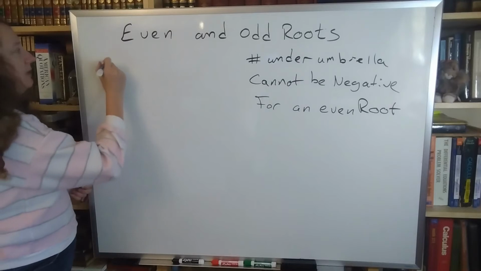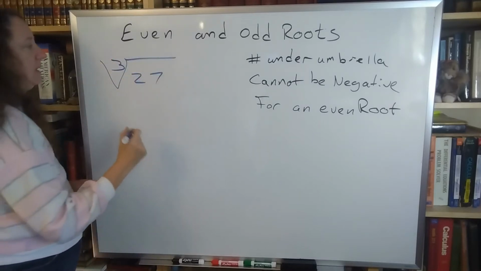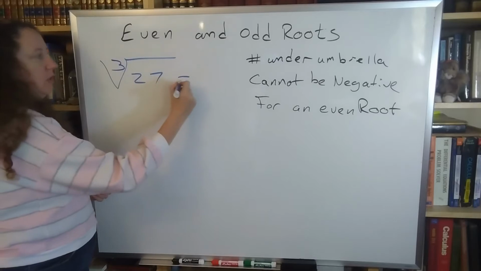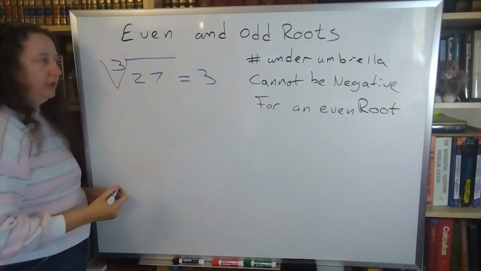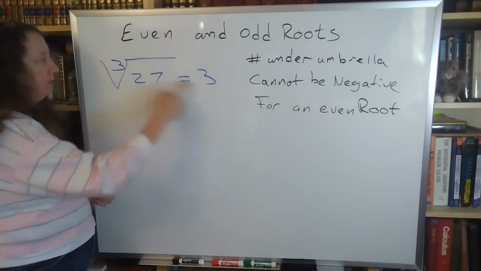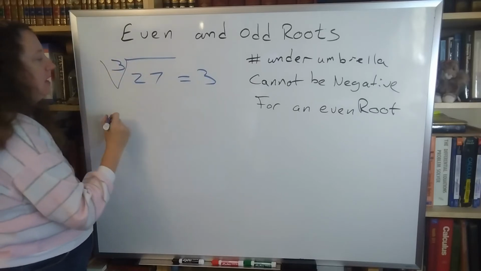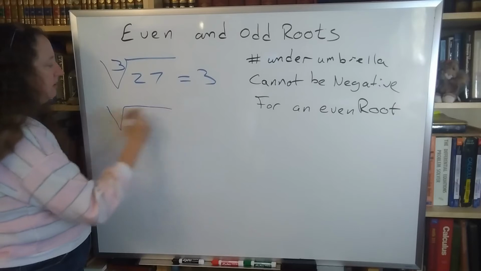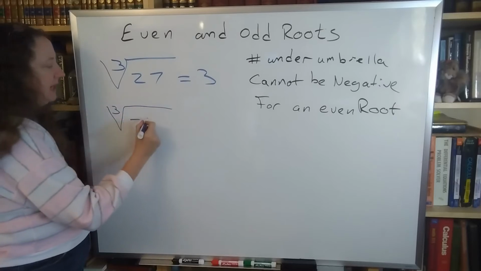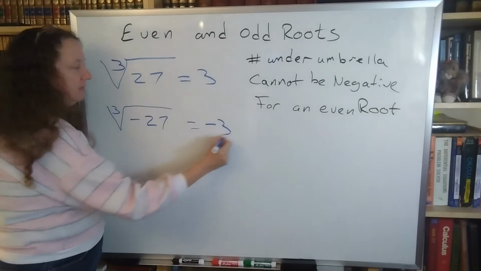So if I'm looking at the third root of 27, you know by now that that is 3, because it's 3 times 3 times 3. And we can also take the third root of negative 27. If we do that, we get negative 3.